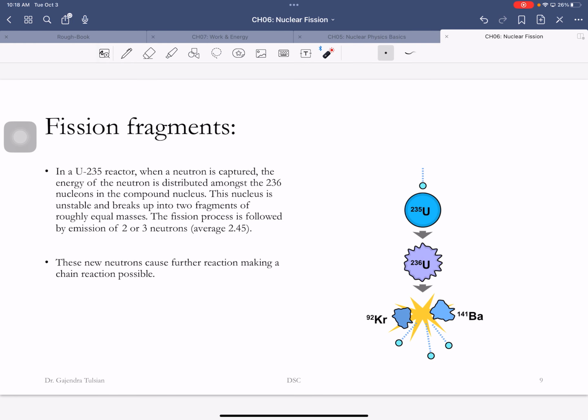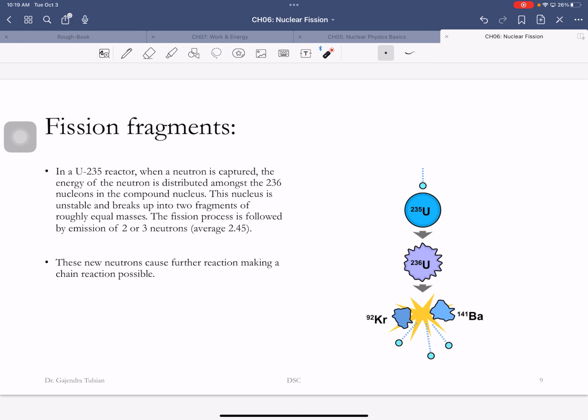In a nuclear reactor, when a neutron is captured, the nucleus is unstable and breaks up into two fragments of roughly equal masses. The fission process is followed by an emission of 2 to 3 neutrons. These neutrons cause further reactions, making a chain reaction possible. So this will cause another reaction, which will cause another reaction, and so on, and a chain reaction is maintained.